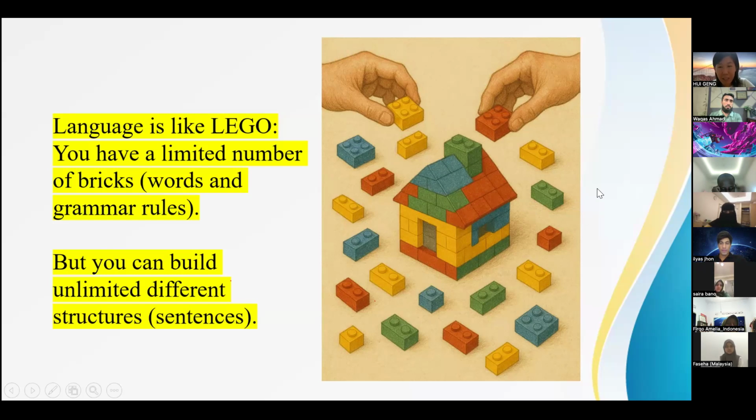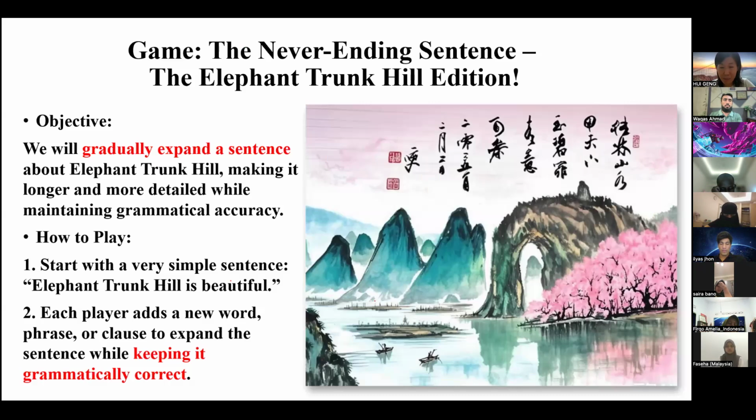You can actually tell the students through a vivid metaphor to elicit their understanding of what is language or what is limited, unlimited, finite, infinite, something like this, pure concepts. And to make it more vivid, I invited them to play a game. The game is called the Never Ending Sentence, the Elephant Trunk Hill Edition. So before that, I would like to show you the legend of this Elephant Trunk Hill because this is the icon of our city, the city of Guilin.